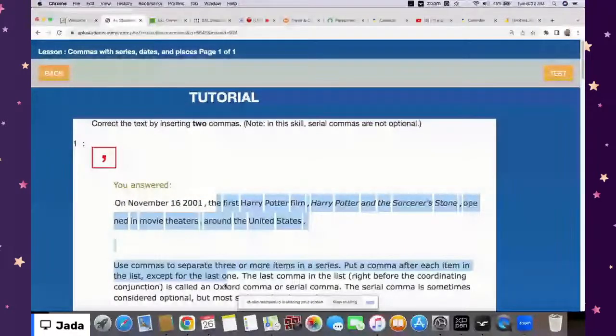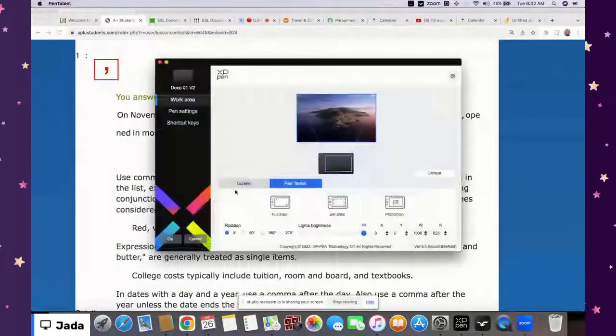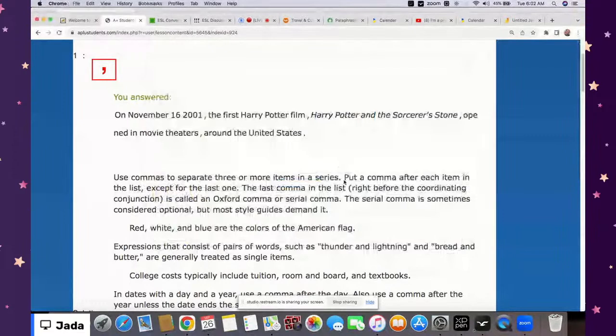Okay, so first off, we need to note that you use commas to separate three or more items in a series. Put a comma after each item in the list except for the last one. So when you have a series with different words, you have to put a comma in between them except for the last one. So in the last one, you do not need to add a comma.